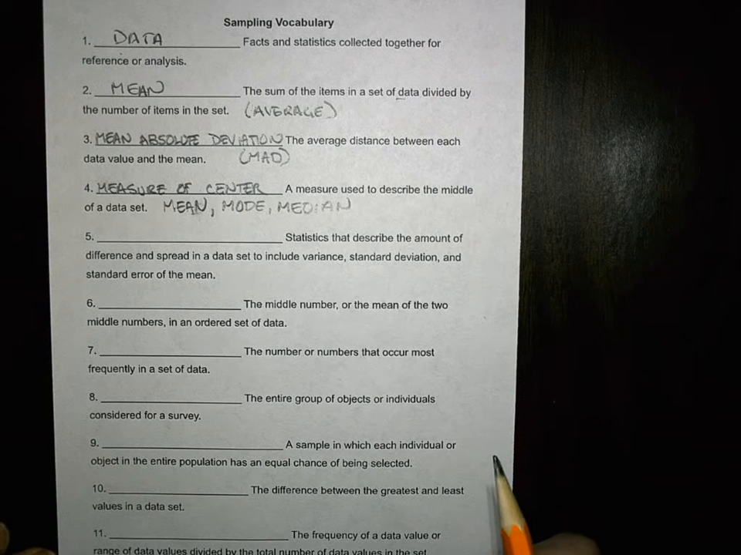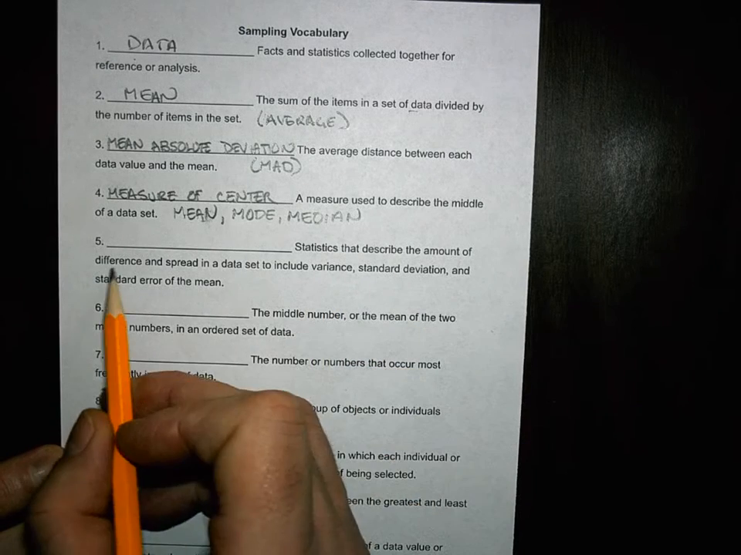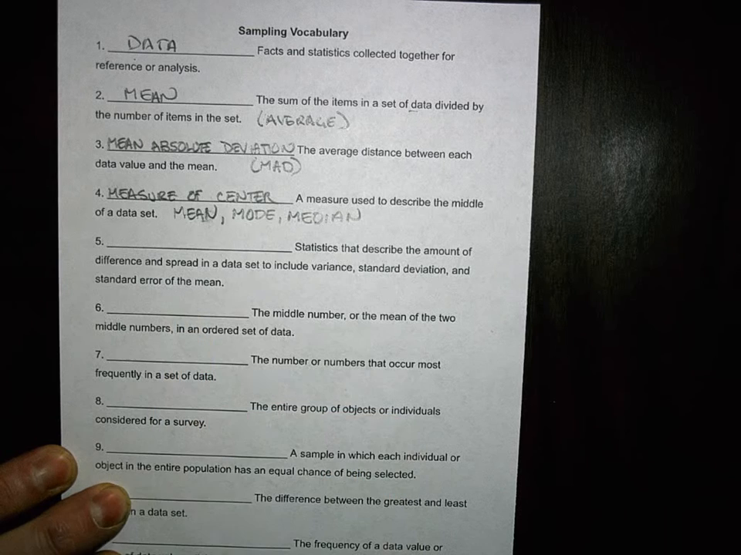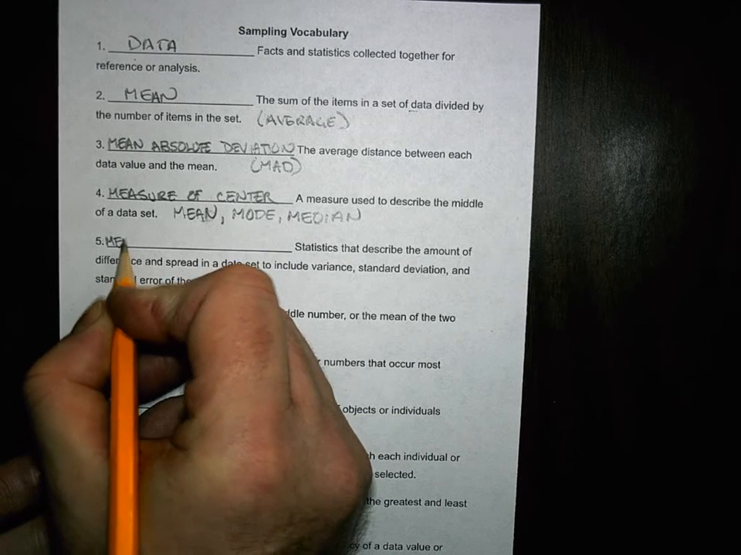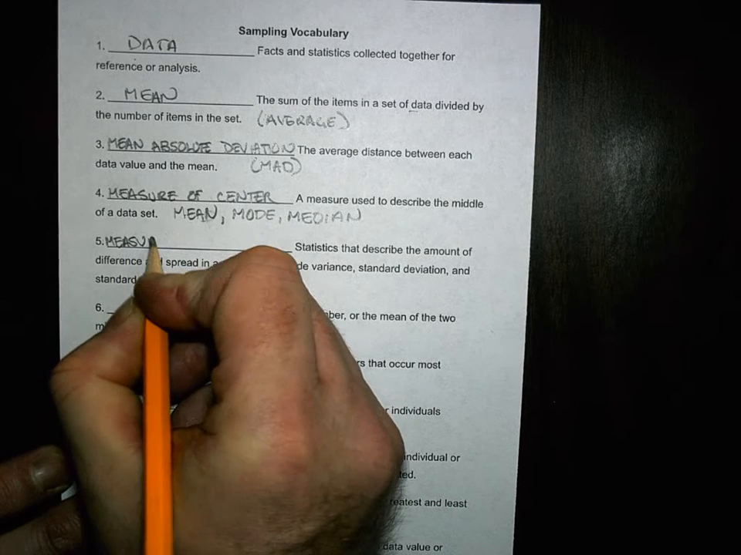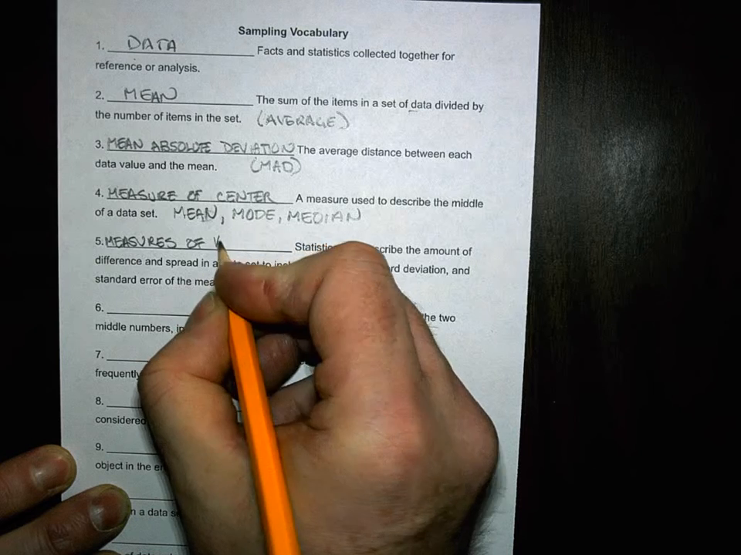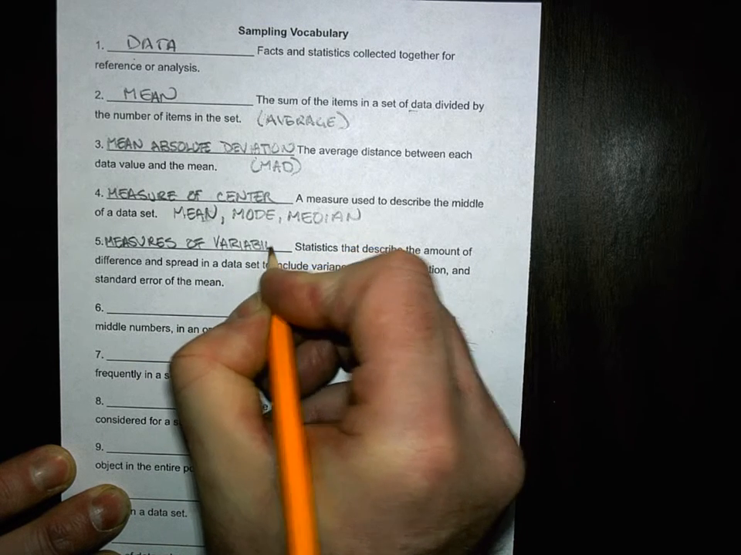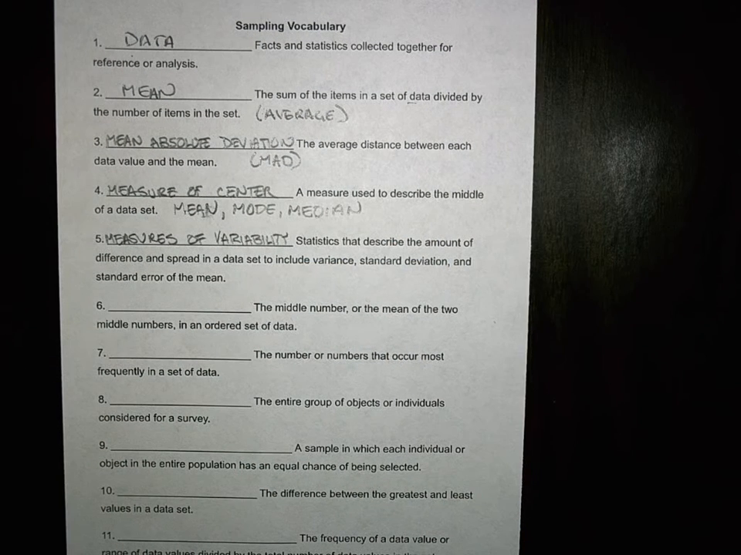Let's talk about, everyone there so far? Statistics that describe the amount of difference or spread in a data set, to include variance, standard deviation, and standard error of the mean. These are called measures of variability, or measures of variance, if you ever see it that way written. Measures of variability.